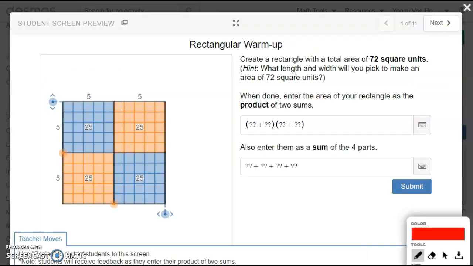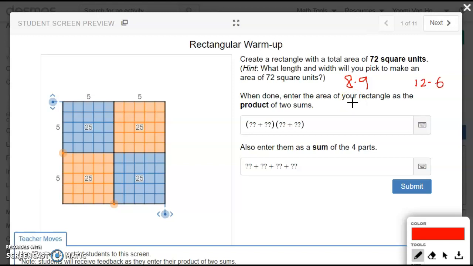I'm quickly going to go over the Desmos exercise. So here you are trying to create a rectangle with total area of 72 square units. The hint is, what length and width will you pick to make an area of 72 square units? Well, there are a few different numbers you could choose. What times what is 72? Well, I could choose numbers like 8 times 9 because that's 72. Are there any other numbers? Well, I could have also chosen 12 multiplied by 6.